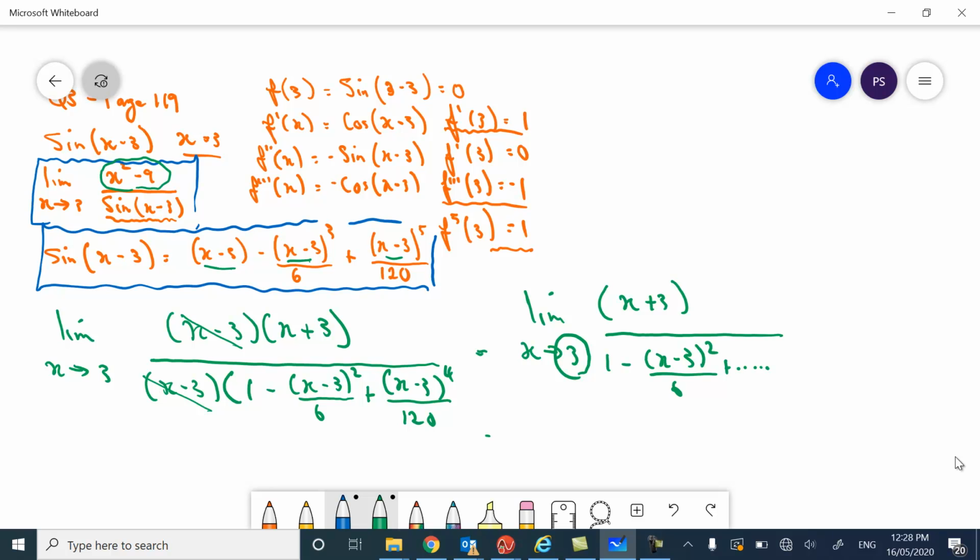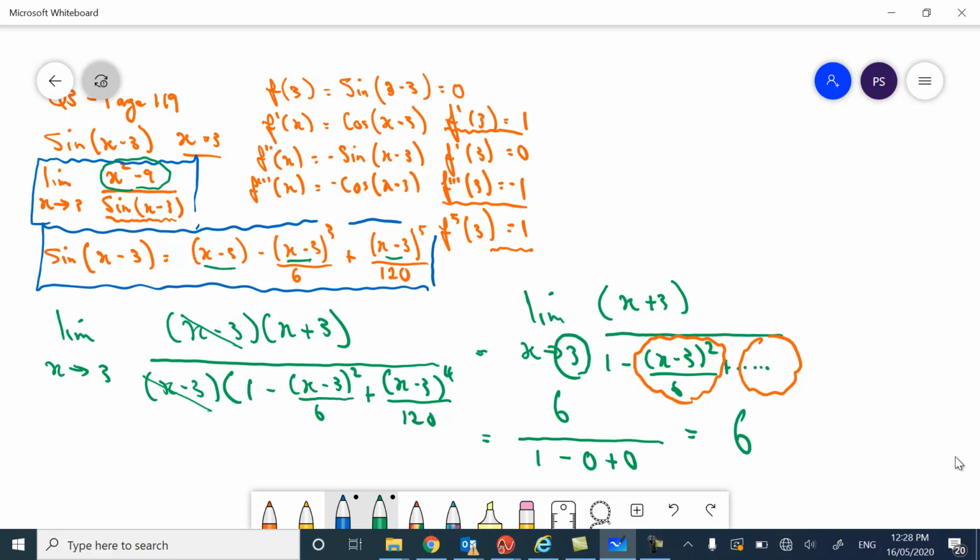So let's now take the limit. On the top line, 3 plus 3 is 6. And on the bottom line, I've got 1 minus 0 plus 0, because all of these terms here will just be approaching 0. So those additional terms will simply be approaching 0. So my answer will just be equal to 6.